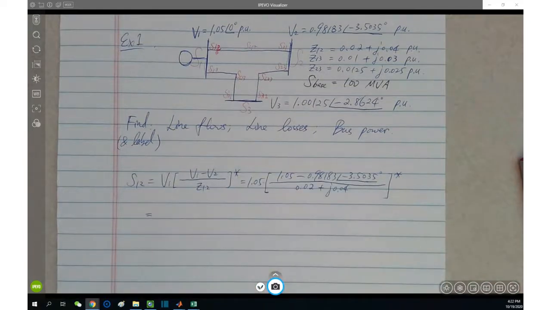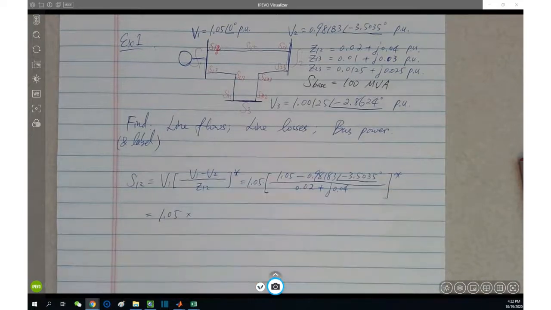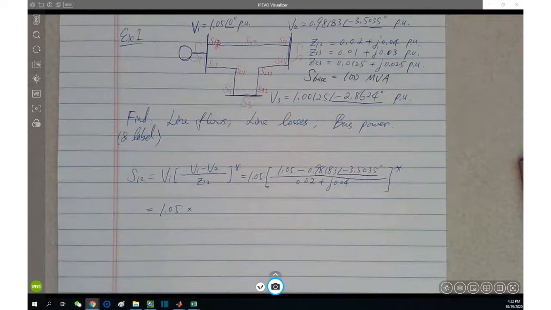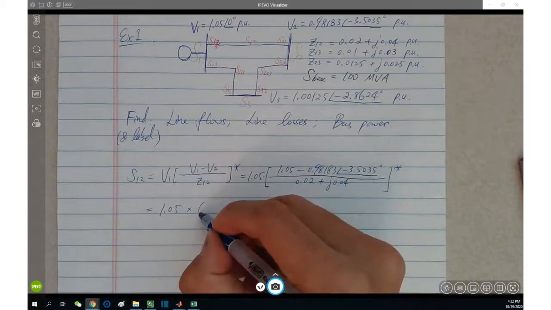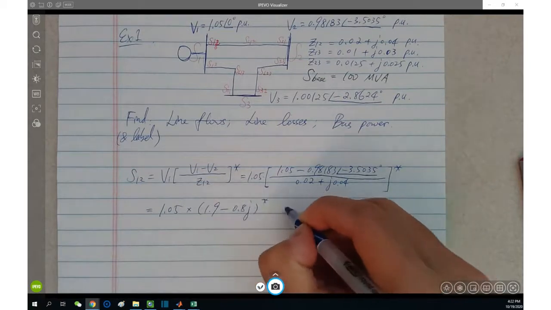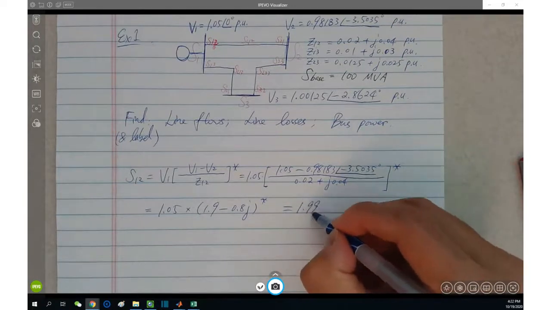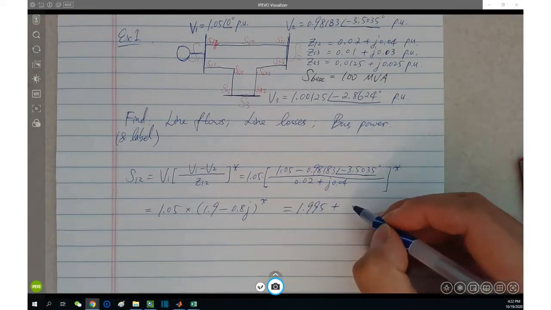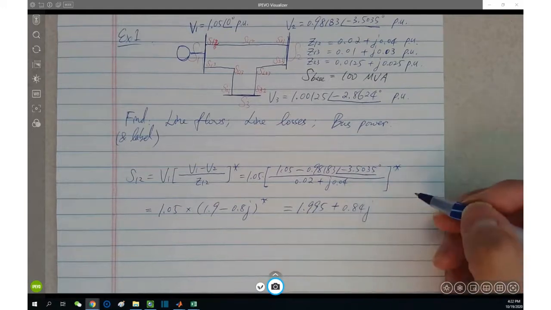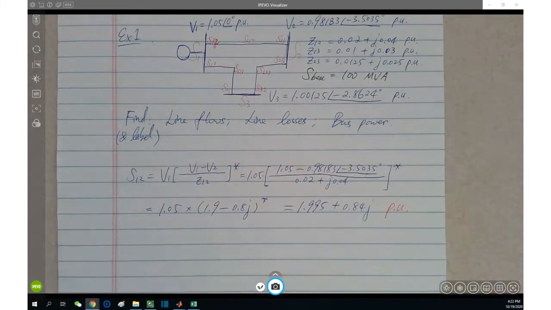Go ahead, this equals the voltage 1.05 times the current conjugated, which is 1.9 minus 0.8j conjugate, and equals basically 1.995 plus 0.84j. Be very careful. The unit for now is what? Per unit. Okay, the unit is per unit.